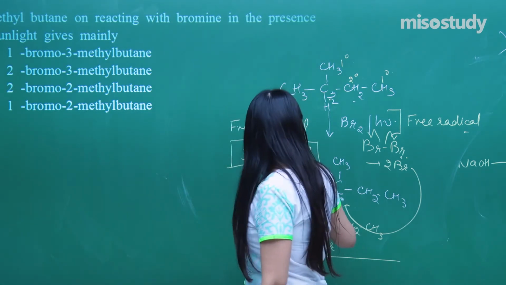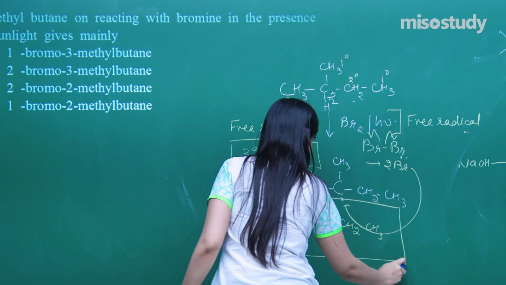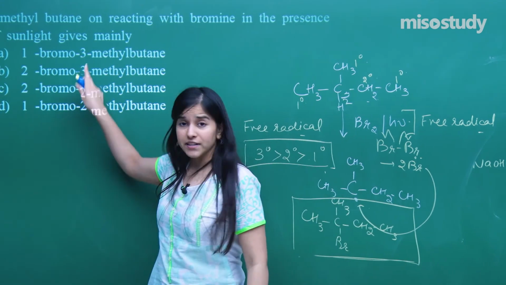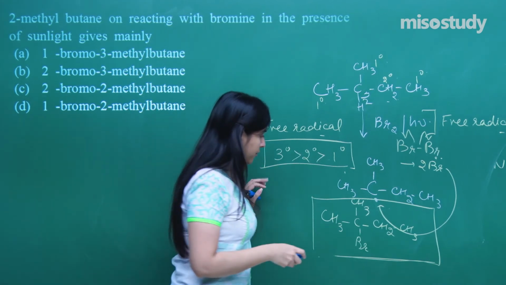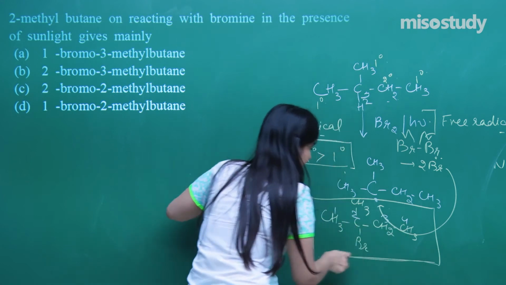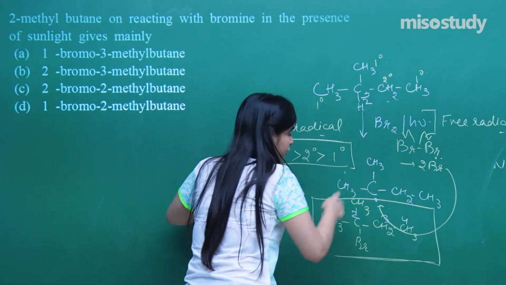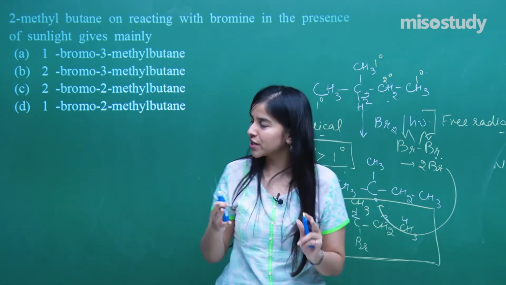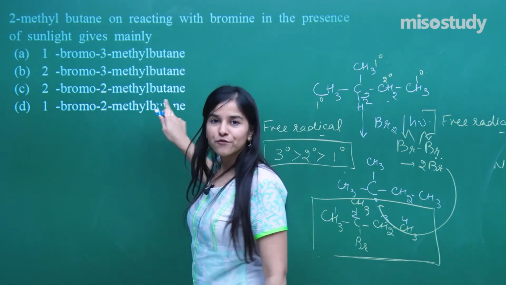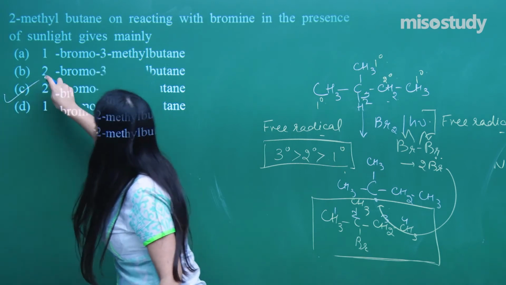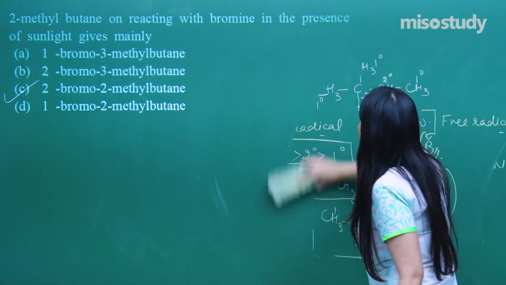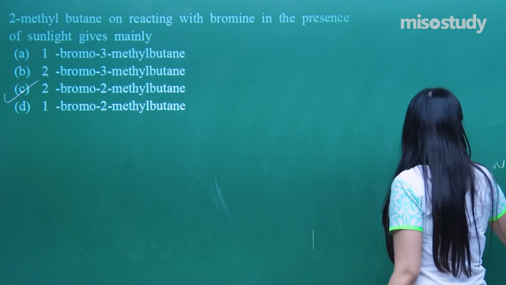So let us just have the options I have got, let us just name it as well, because in the options we have got the names. So here it would be 1, 2, 3, 4. It is 2-bromo and 2-methyl. So 2-bromo, 2-methylbutane, that is the answer. That means I have got the answer as C here. I hope everybody has got the answer right. Now let's move on to the next question. What do we have here?